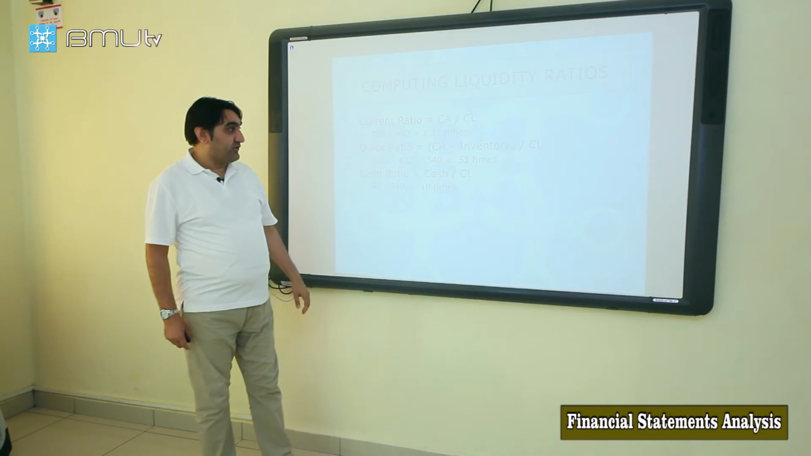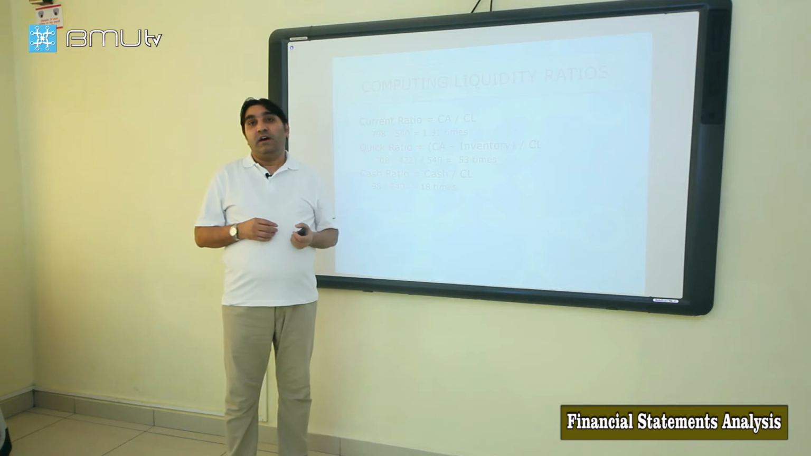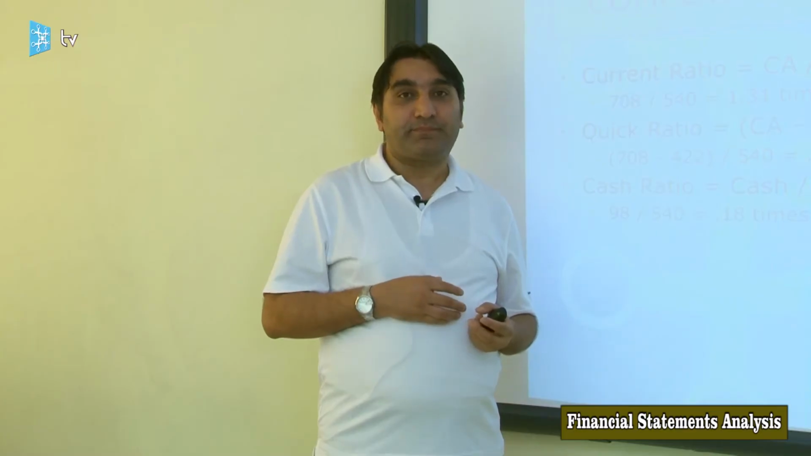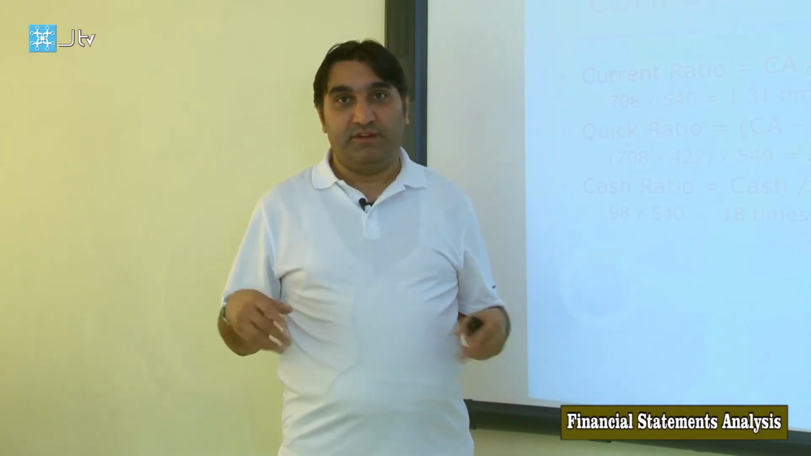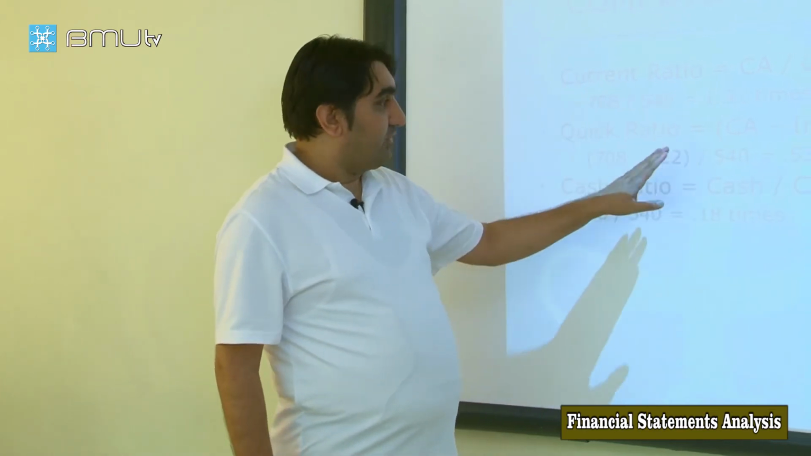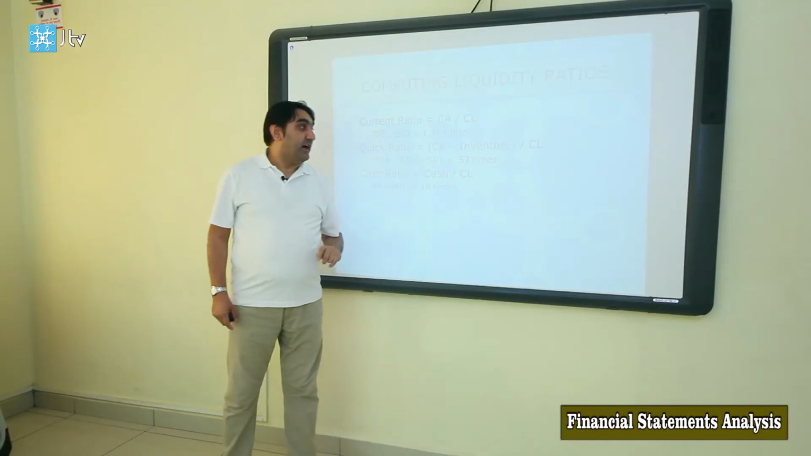Second ratio is quick ratio. Sometimes some finance managers think that inventory is not as liquid as other assets because sometimes it takes more time to sell inventory and convert it into cash. So that's why in quick ratio we deduct inventory, we take inventory out from current assets and divide by current liabilities. Here our current assets is 708, our inventory is 422, and divide by 540, we get 0.53 times.